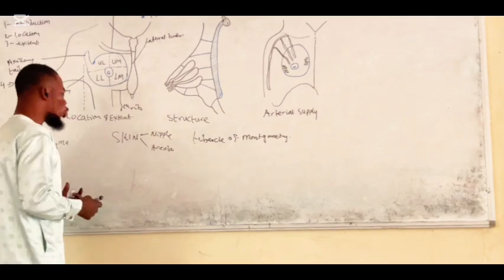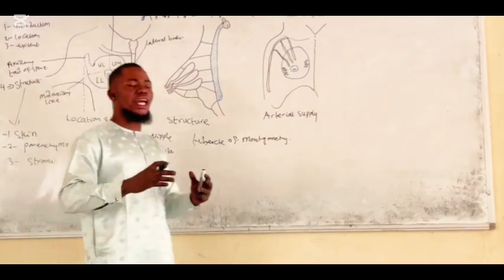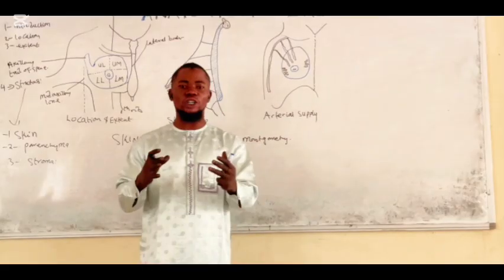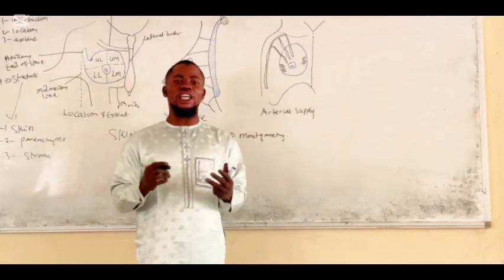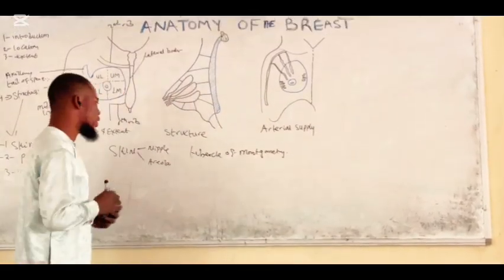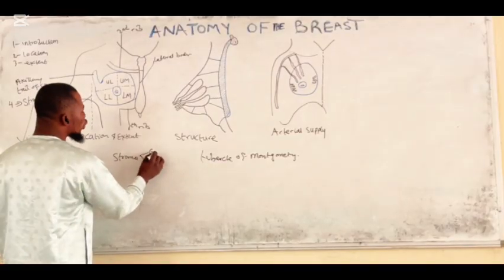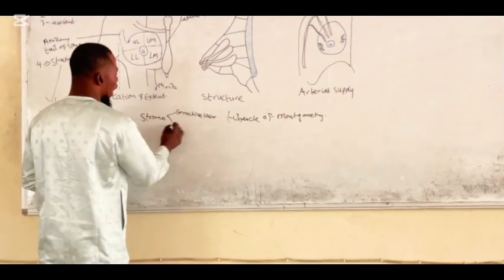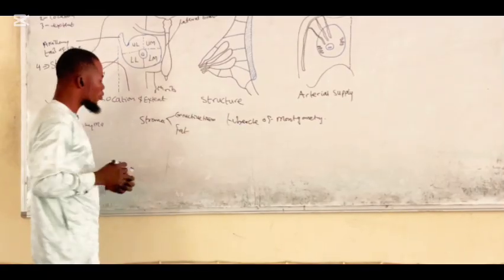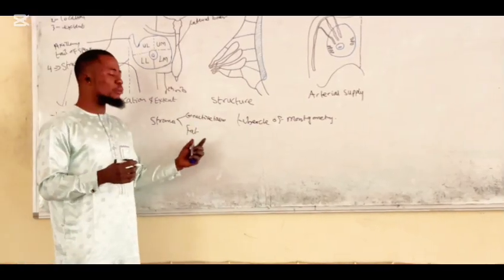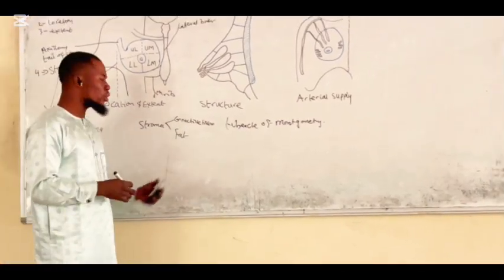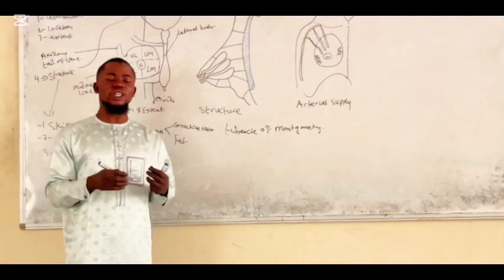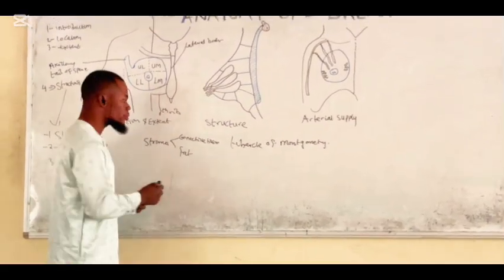Next is the stroma. The stroma just serves like a skeleton of the breast because it provides framework support to the breast. And the stroma is made up of majorly two parts. It's made up of connective tissue and fat. The connective tissue is modified to form fibrous stroma, which in turn forms a structure called the suspensory ligament of Cooper.